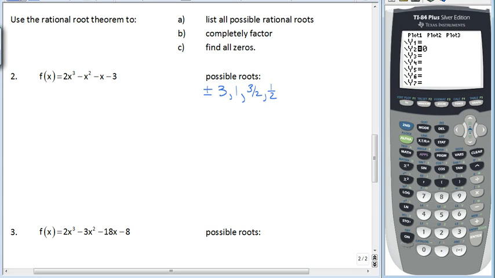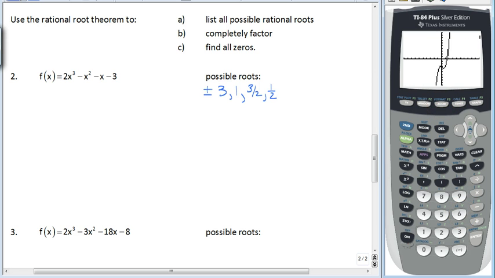So let's click y equals, and then you're going to enter in your 2x cubed minus x squared minus x minus 3. And you just graph it.